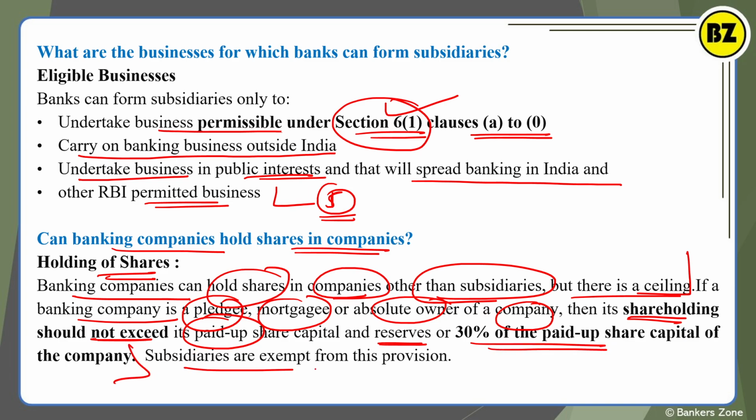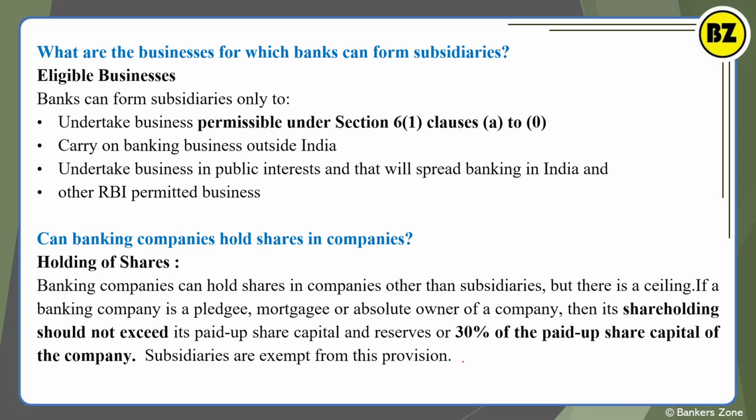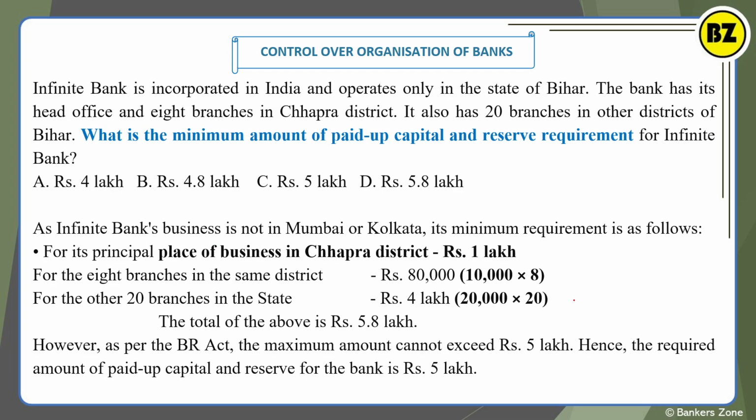Obviously subsidiaries are exempted from this provision. That means if SBI is there and SBI has a subsidiary, for example SBI Card, then SBI Card can purchase any company, because the subsidiary can do so, but the bank itself, SBI, cannot, right? So that's why there is a ceiling of 30% of the paid up capital for SBI or the main bank. Remember, the shareholding should not exceed its paid up capital and reserves, or 30% of the paid up share capital of the company. If you have to invest in any company, the ceiling is 30%. And for a subsidiary, this ceiling is not there.